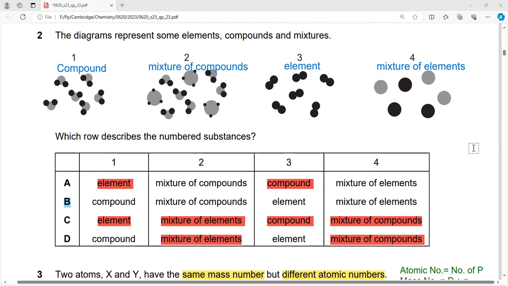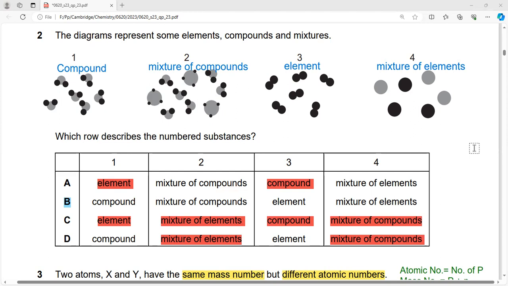Question number 2. The diagram represents some element, compound, and mixture. So in diagram number 1, that's the compound. Why? Because when different atoms join together by a chemical bond and make a pure substance, that is a compound. And when two different compounds mix together without any chemical bond, that is a mixture of compounds. So number 2 is a mixture of compounds. Number 3, when the atoms all belong to the same element, meaning similar type of atoms grouped together, that's making an element. And when different atoms group together without any chemical bond, that's making a mixture of elements.